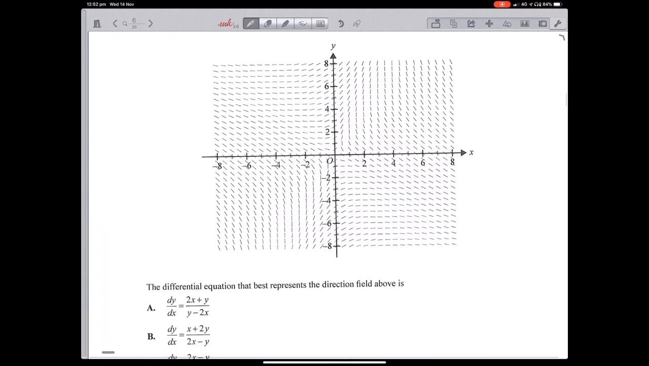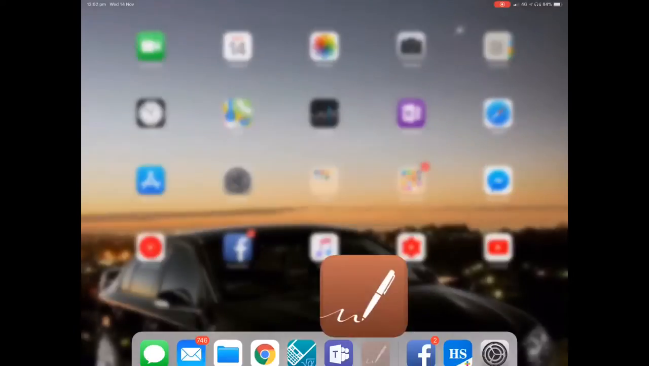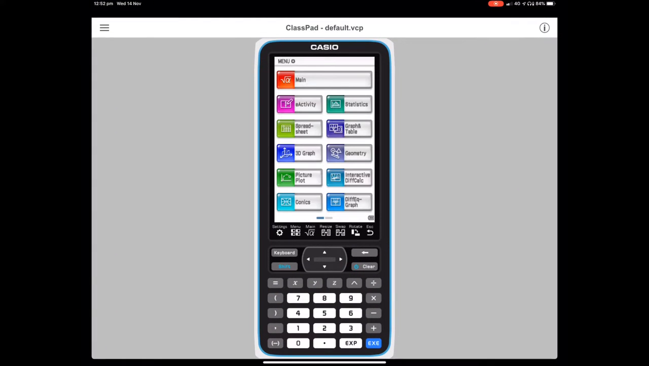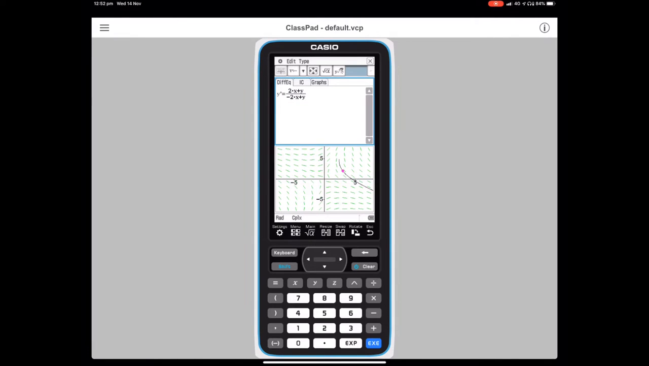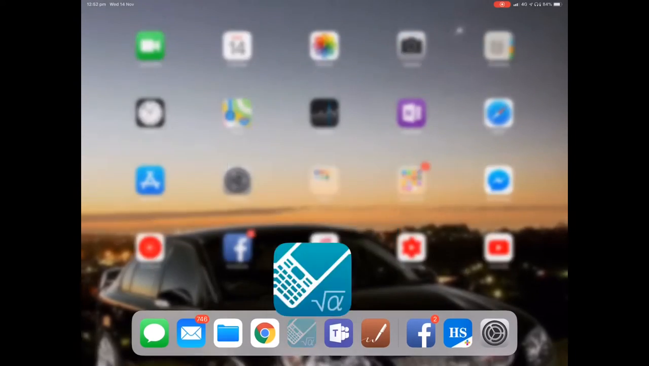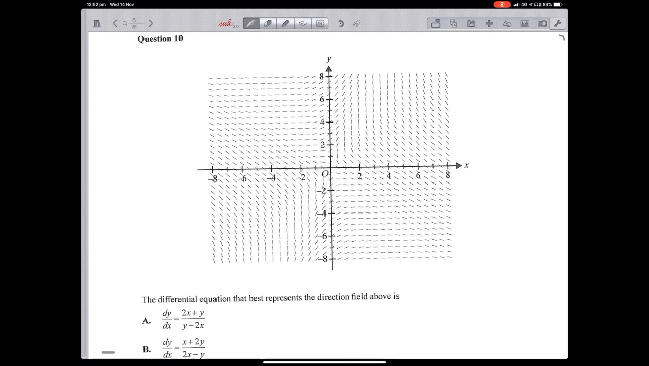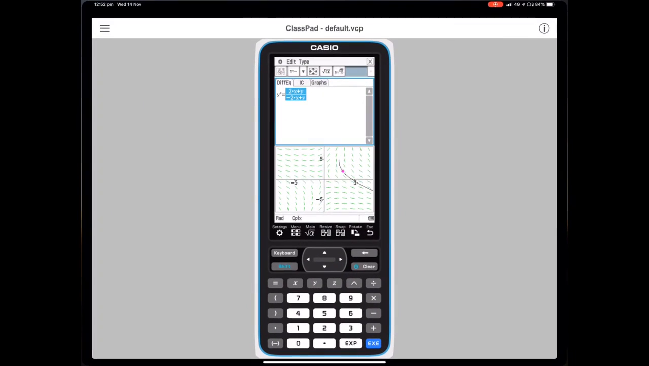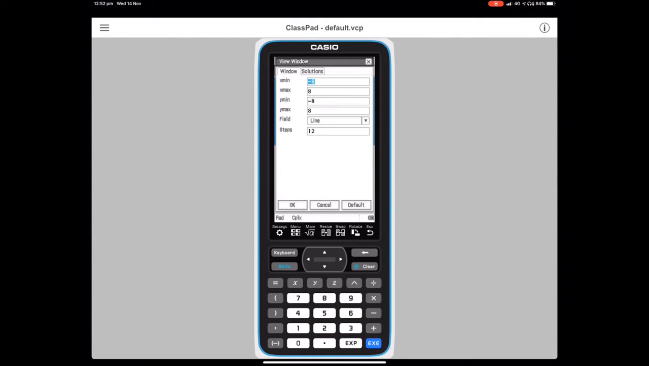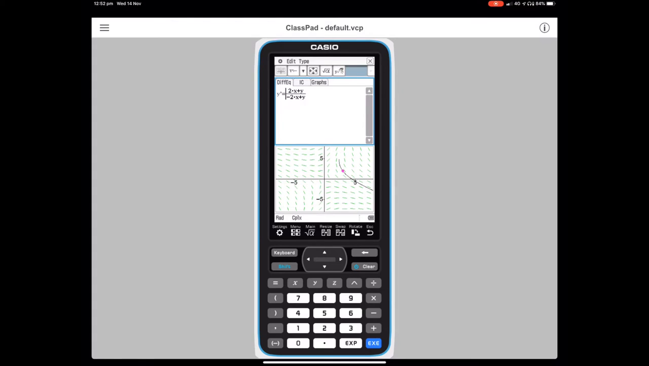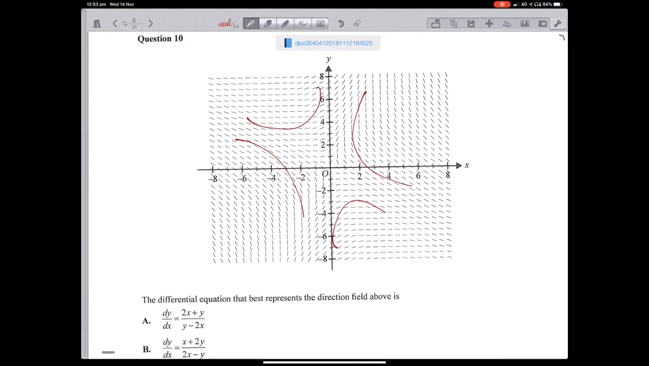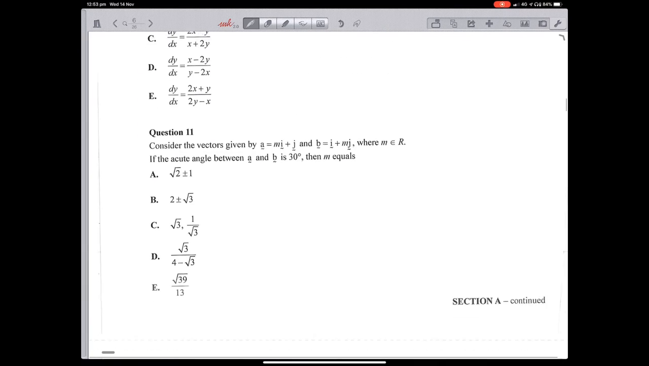Number 9. Okay, slope field is just chuck it into the CAS, which I think I've done. Check this question out. So 2x plus y on negative 2x plus y. That's the first one, which I think is unheard of. But you can see, if you change the scale to be exactly the same, so negative 8 to 8, negative 8 to 8, it pretty much looks exactly the same. I wouldn't waste my time looking through because it shows exactly the same gradients.